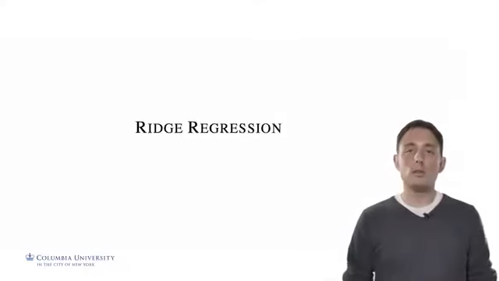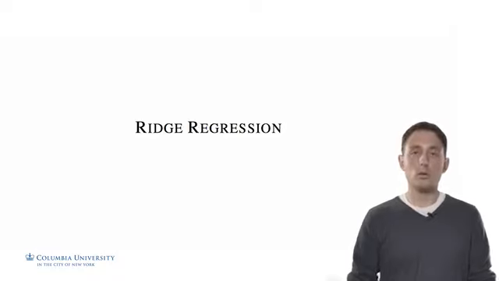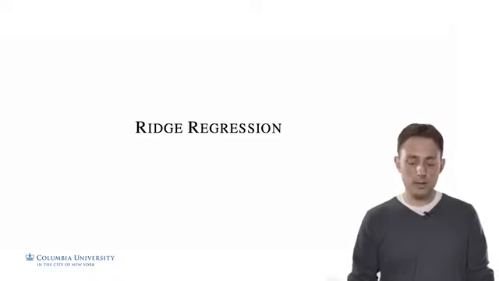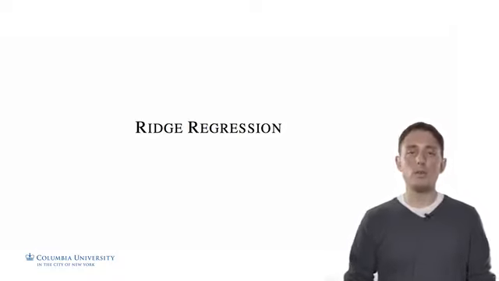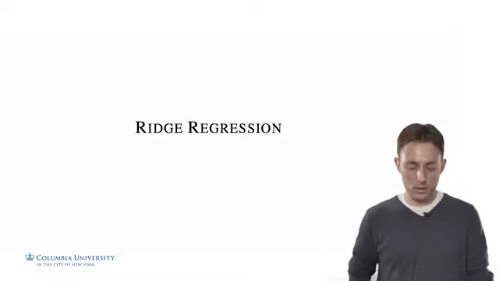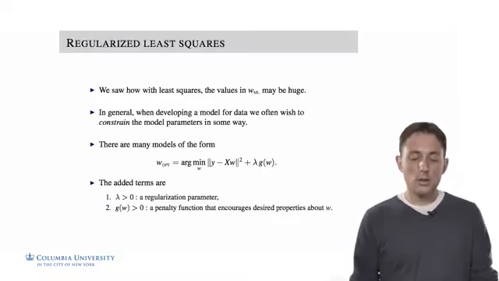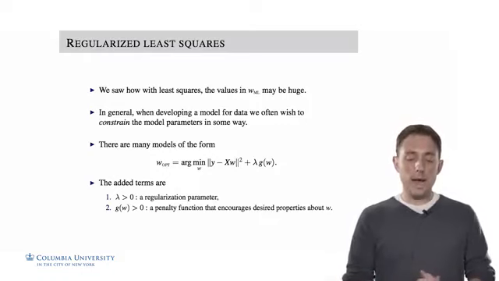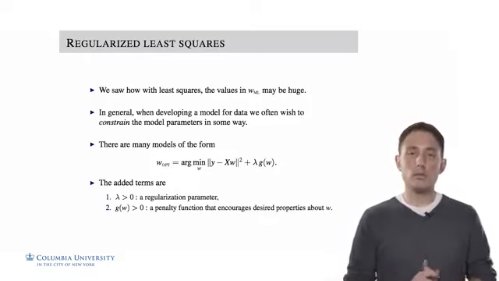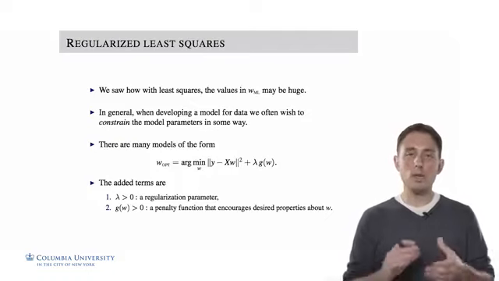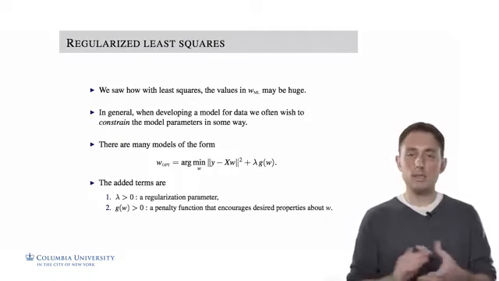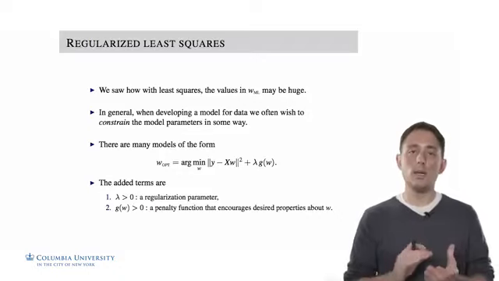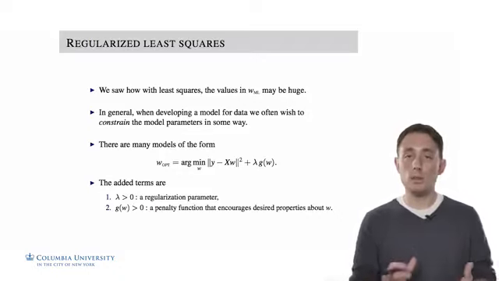Next we're going to talk about a linear regression model called ridge regression. It's a very simple modification to least squares. So we saw with least squares that the values in our solution may be huge. They may deviate wildly from the ground truth depending on what the matrix X transpose X inverse looks like.